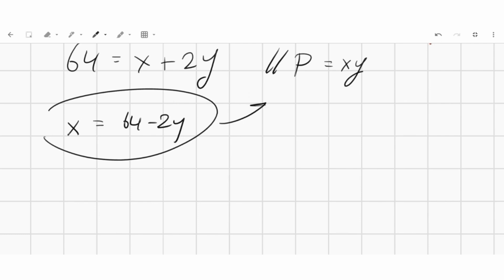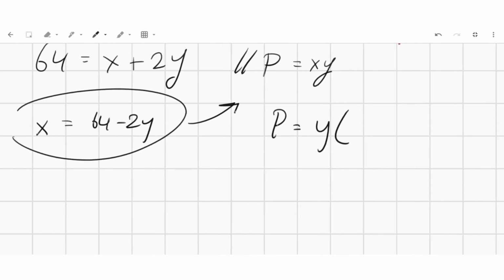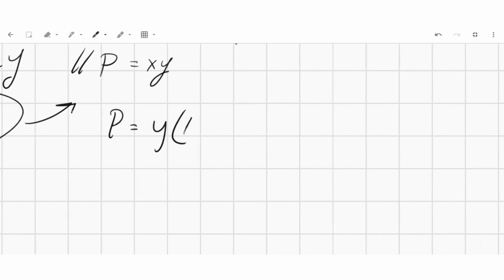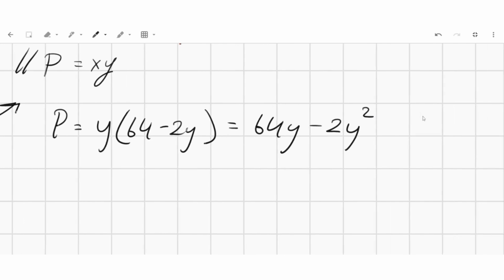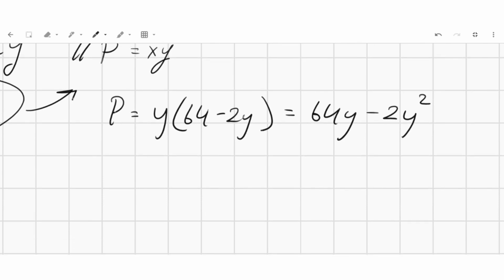And then what we're going to do with this equation is we're going to substitute it into the primary equation. So we have P equals X times Y, so it's going to be P equals Y multiplied by the equation that we set for X, which is 64 minus 2Y. And then this, by using the distributive method, we're going to get 64Y minus 2Y squared. After that, since we have the equation for P, what we're going to do is find the derivative for this equation.